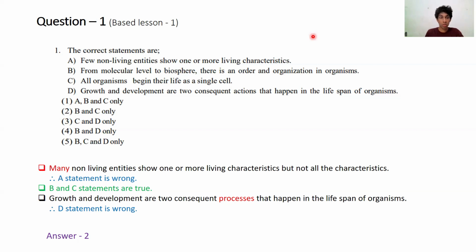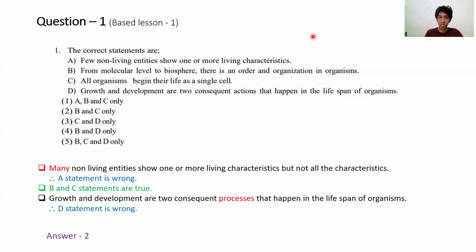B. From molecular level to biosphere, there is an order and organization in organisms. That's true. From molecules up to the biosphere, there is a hierarchical order. Molecules, then organelles, cells, tissues, organs, organ systems, then organisms, then the populations, communities, ecosystem, and then finally the biosphere. So therefore, statement B is true.